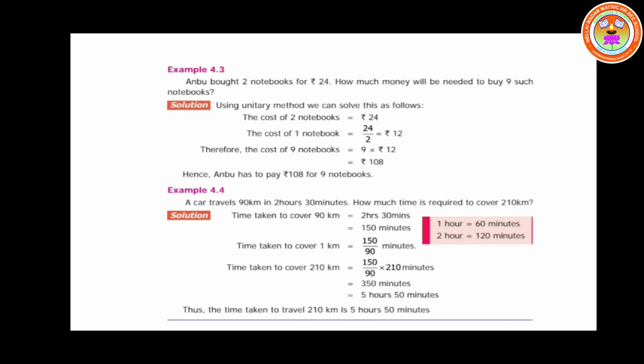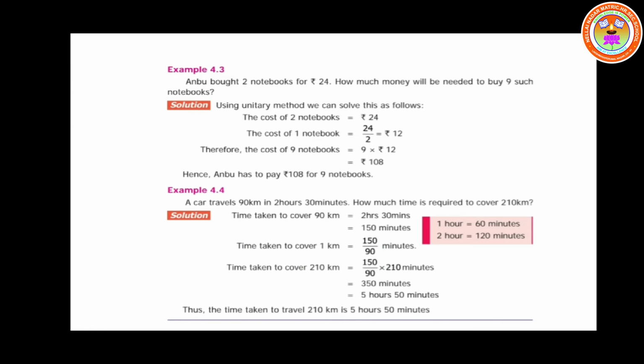Example 4.4. A car travels 90 km in 2 hours 30 minutes. How much time is required to cover 210 km? How much time is now required to cover 210 km, we have to find. Okay, solution.